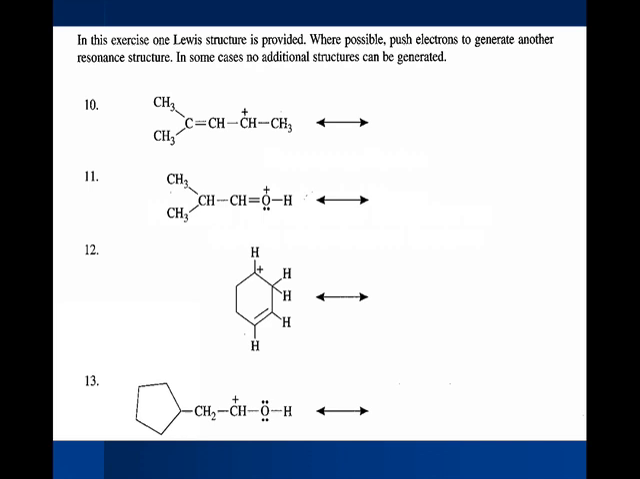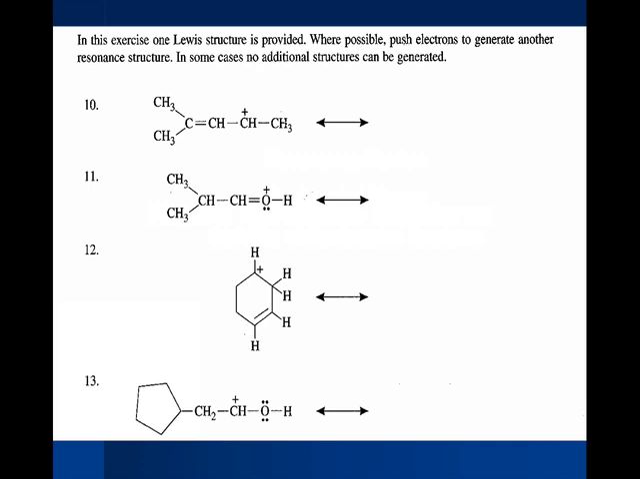So in each of these we can either draw a resonance structure or not. And if we can, we need to draw all the possible resonance structures. So looking at 10, first of all, can we draw a resonance structure for that molecule? Yes. We can. And how will we do that?